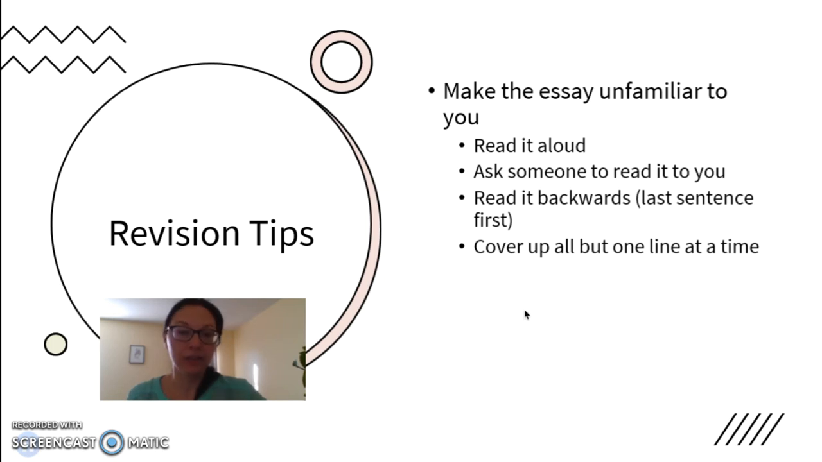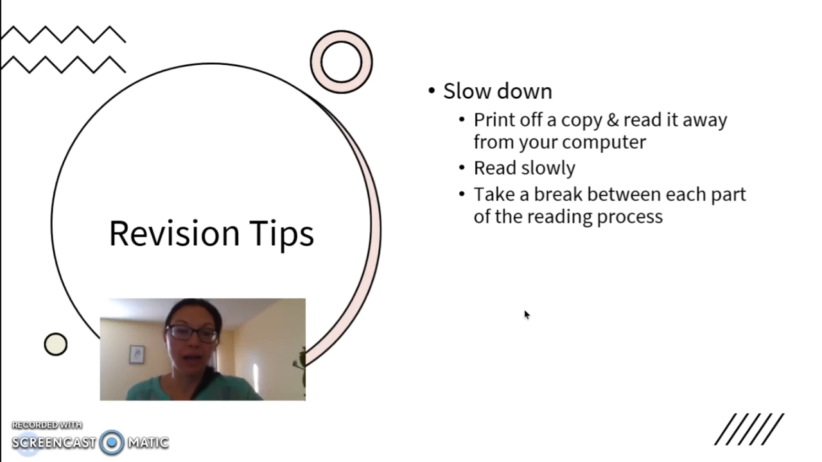So one tip is to read your essay aloud. This way you can hear it, or ask someone to read it to you. Read it backwards, and by backwards I mean just start at the last sentence and read sentence by sentence, starting at the end, and maybe even covering up one line at a time so that you can focus on that one line, especially if you do have a hard time with grammar and you need to look at each sentence individually to make those corrections. This is something that might help you. Slow down.